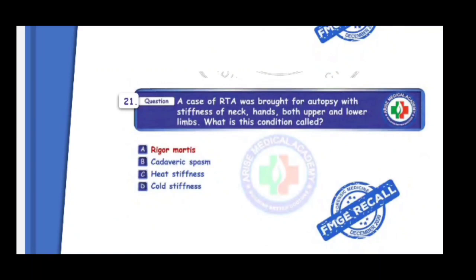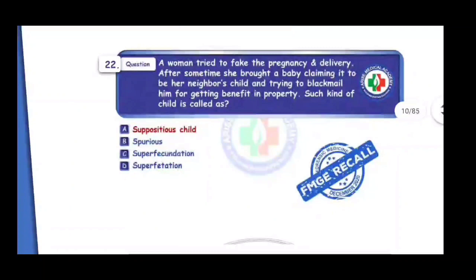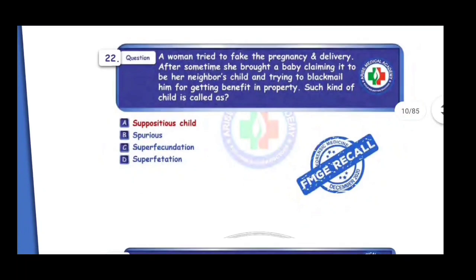What is the condition called? It is called rigor mortis. Next one, a woman tried to fake the pregnancy and delivery. After some time, she brought a baby claiming it to be her neighbor's child and tried to blackmail him for getting benefit in property. Such kind of child is called: option A, supposititious child; B, spurious; C, superfecundation; D, superfetation. So the correct answer is A.